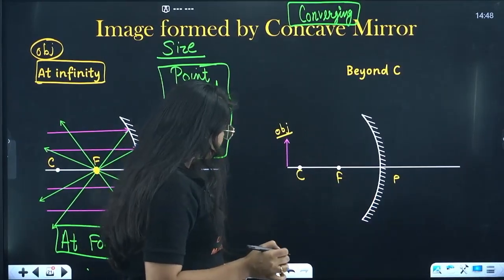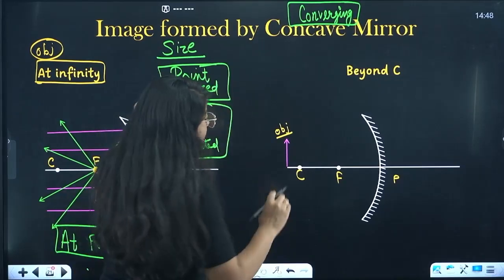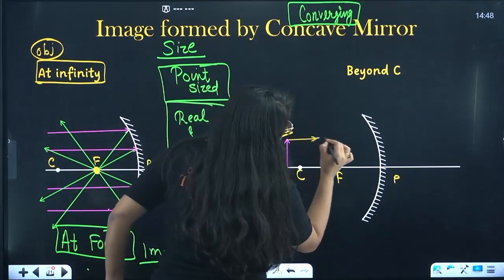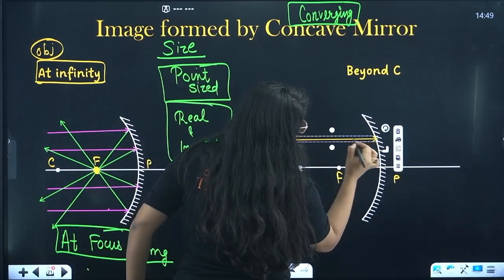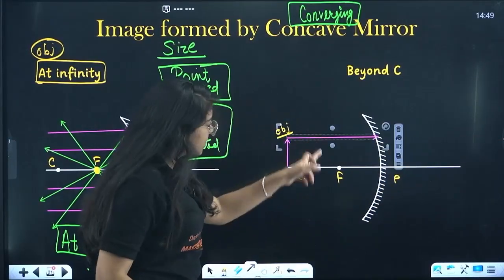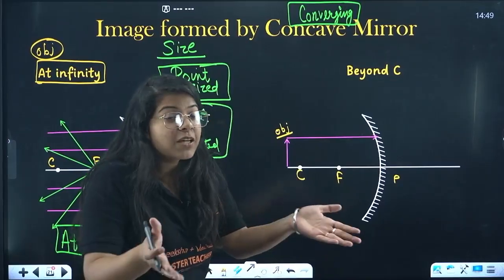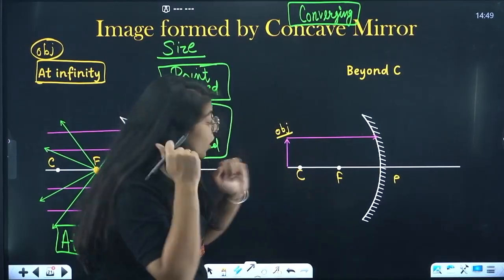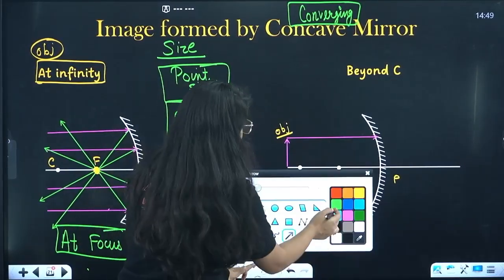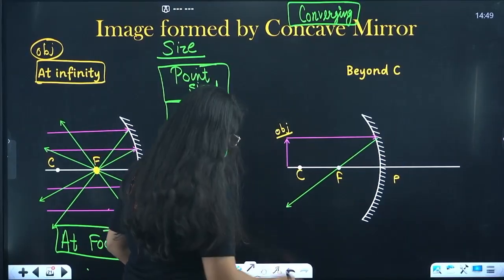Now from this object incident rays will go. First, the ray will go parallel to the principal axis. From where will it pass? It will pass from focus, right? Okay, this is your reflected ray.